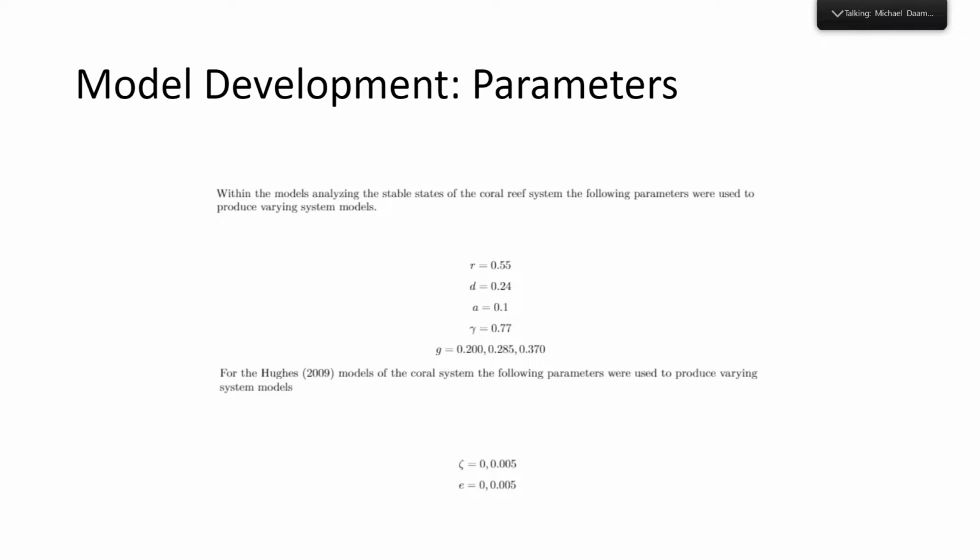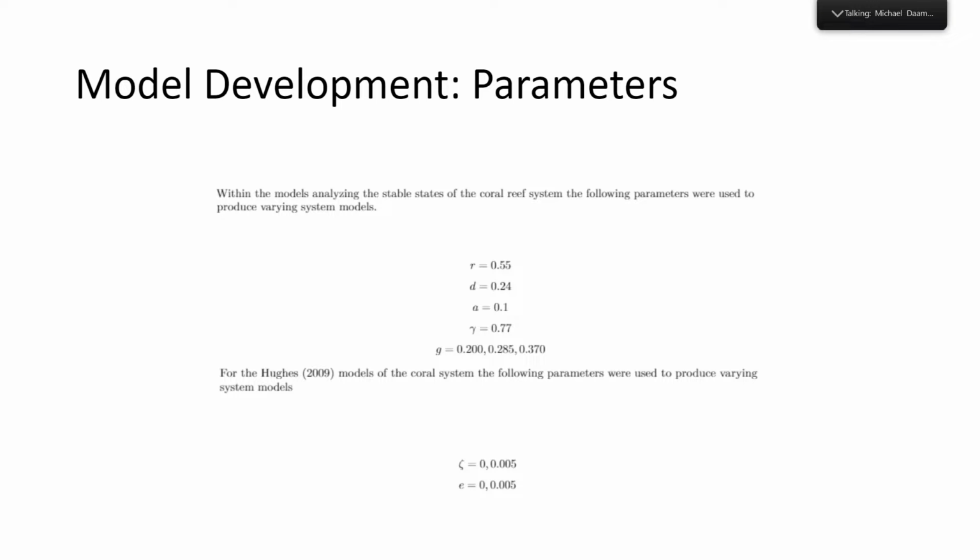Within the models analyzing the stable states of coral reef systems, the following parameters were used to produce varying system models. The overgrowth rate of coral on turf is 0.55. The death rate of coral is 0.24. The overgrowth of macroalgae on coral is 0.1. The overgrowth of macroalgae on turf is 0.77. And our varying grazing rates are 0.22, 0.285, and 0.370.